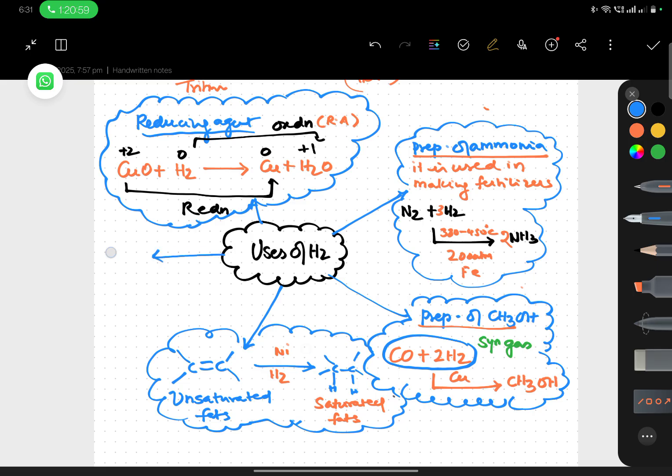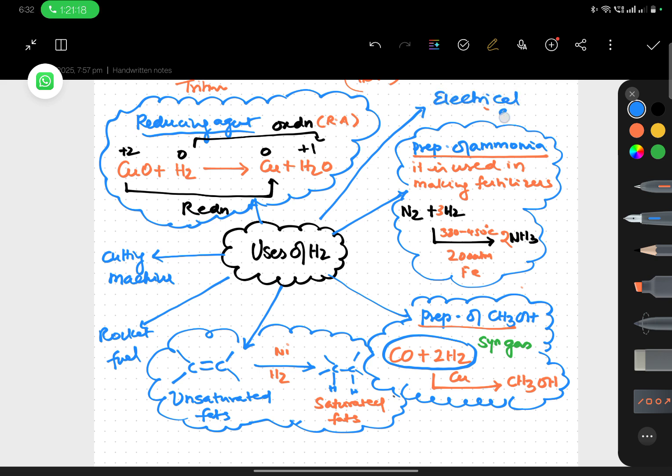Other than this, it is used for cutting machines. It is used for rocket fuel. Sometimes it is also used for generating electrical energy.